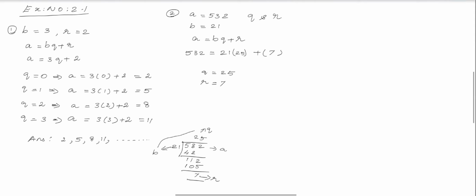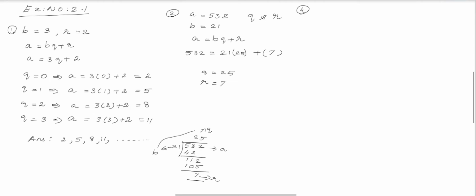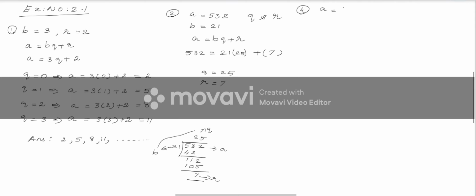Yes, now let's see the fourth sum. Read the sum. When the positive integers a, b and c are divided by 13, the respective remainders are 9, 7 and 10. So here we can write this in lemma. How do you write it? A is equal to BQ plus R.